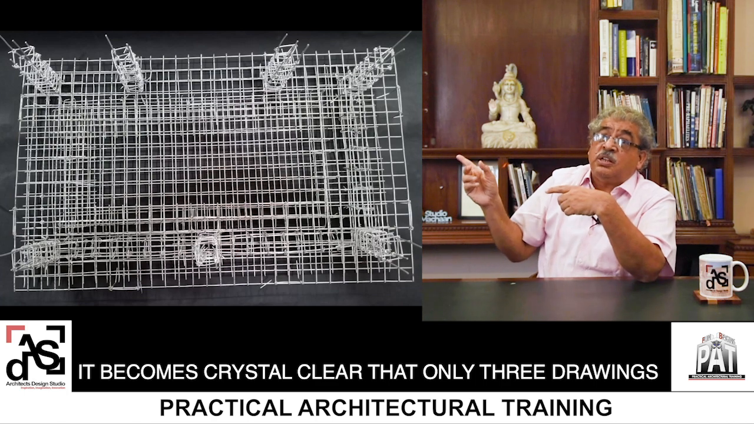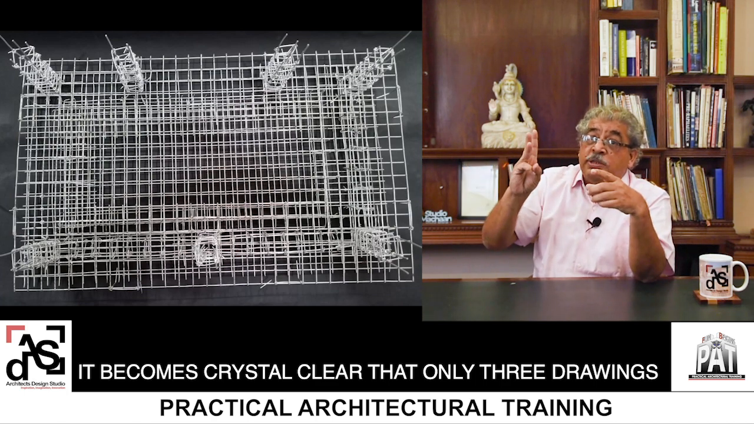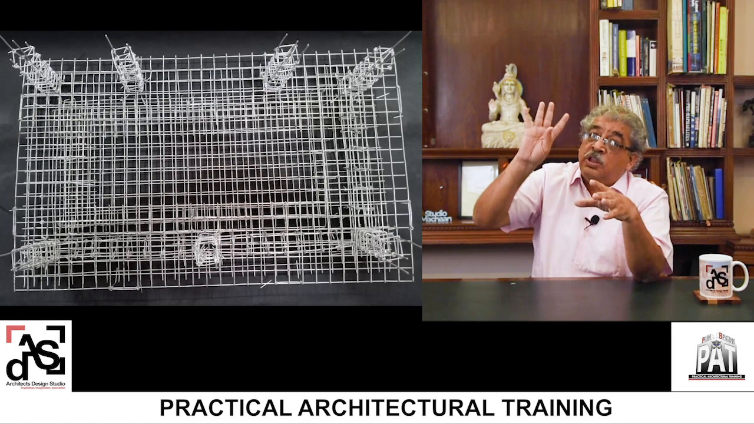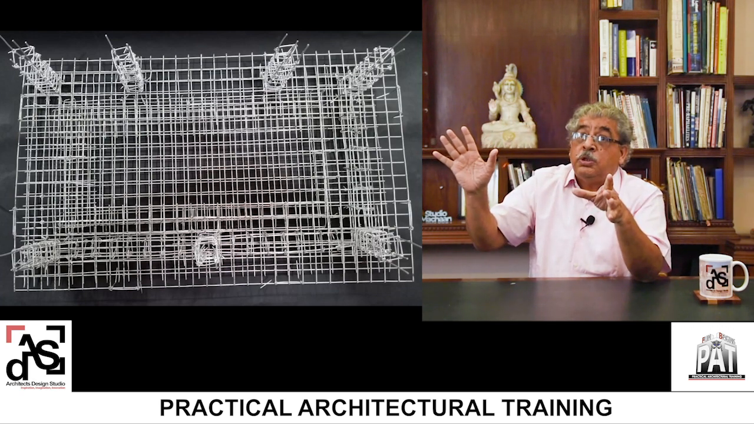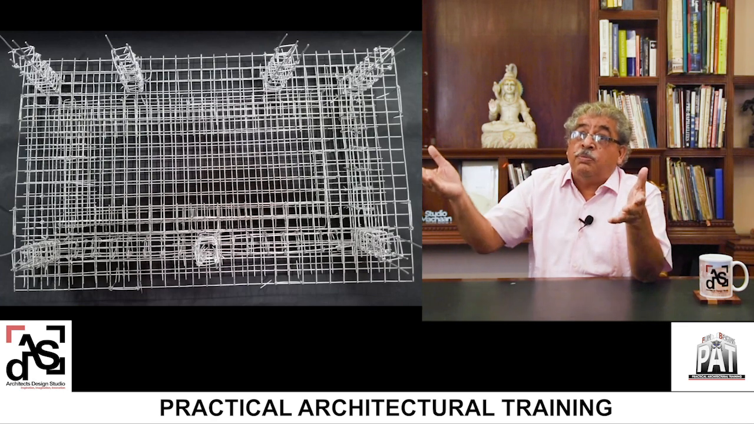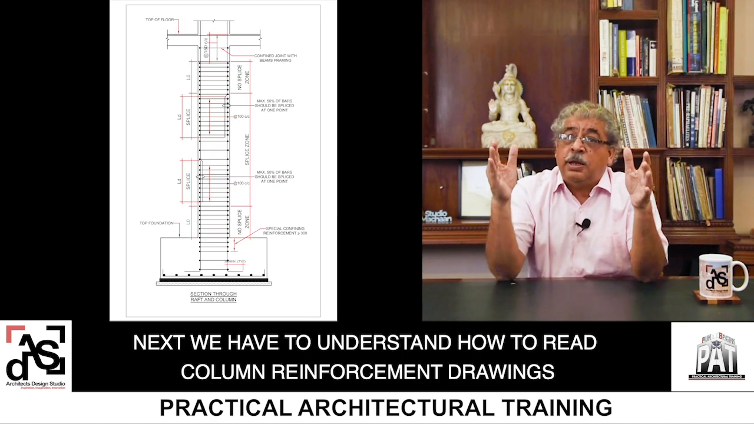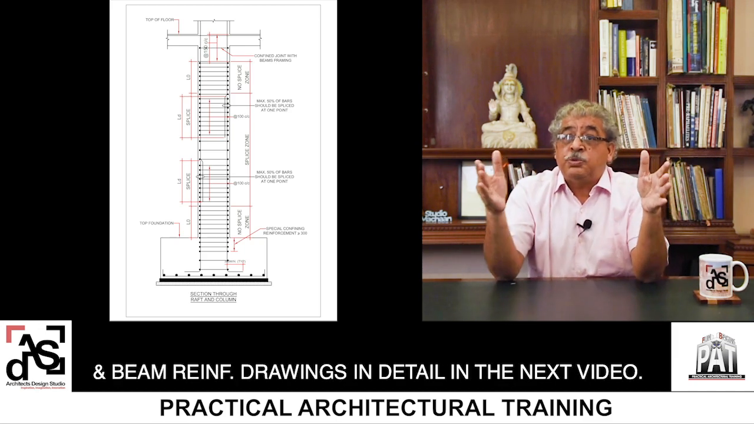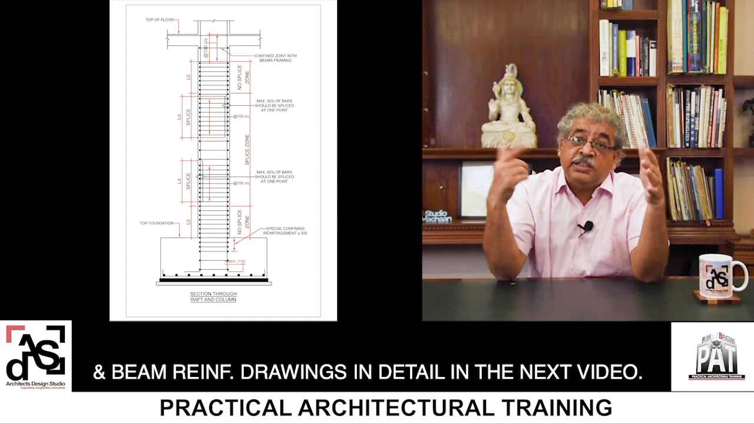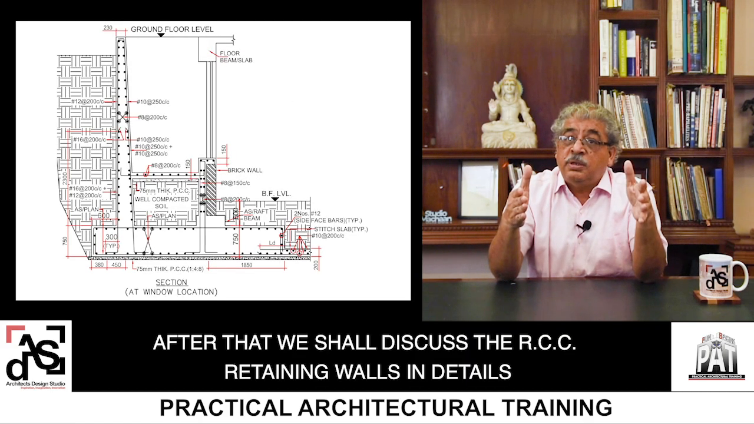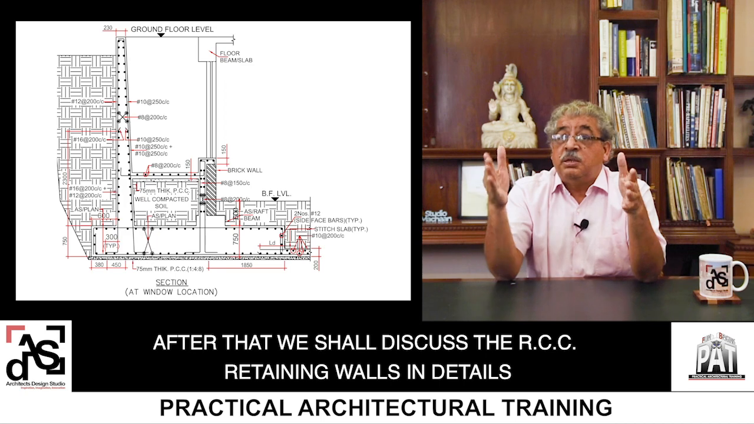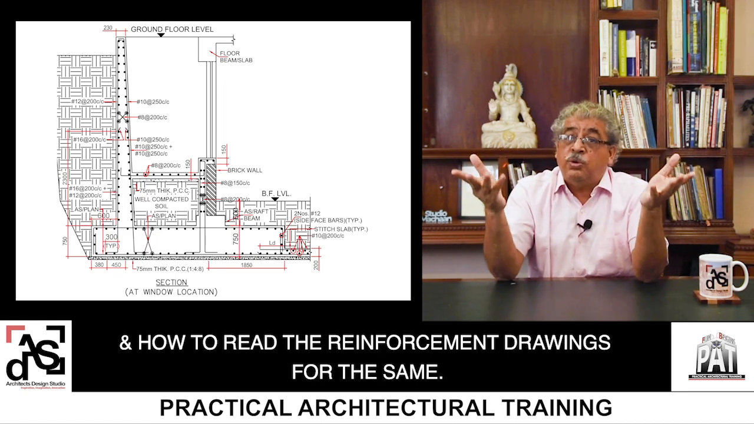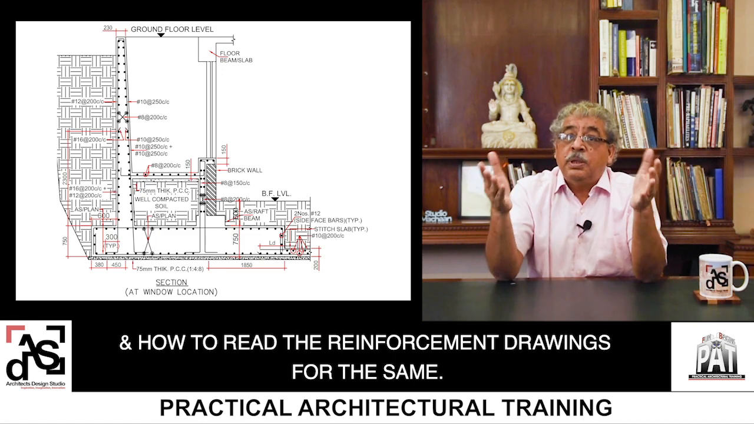It becomes crystal clear that only 3 drawings were required to represent reinforcement for the raft. The 4th drawing was the column. So we are going to take up the column later on. So we have to understand how to read column reinforcement drawings and beam reinforcement drawings in detail in the next video. After that, we shall discuss the RCC retaining wall reinforcement in detail and how to read these drawings.